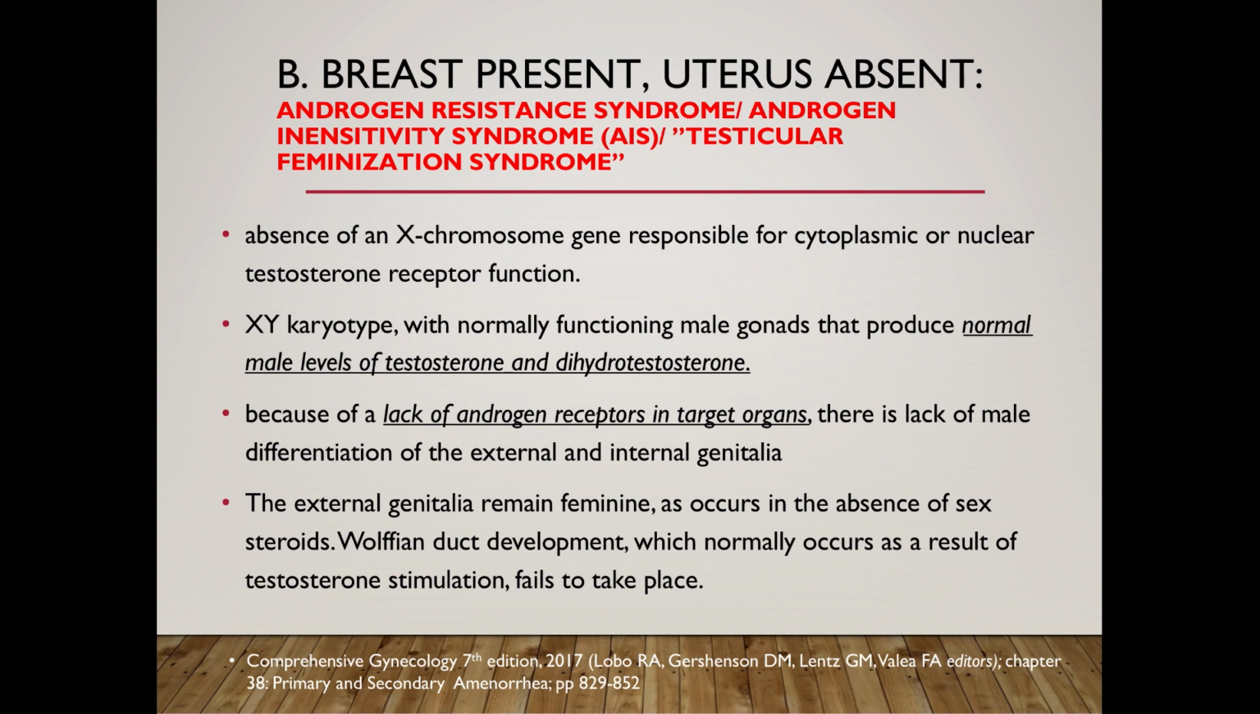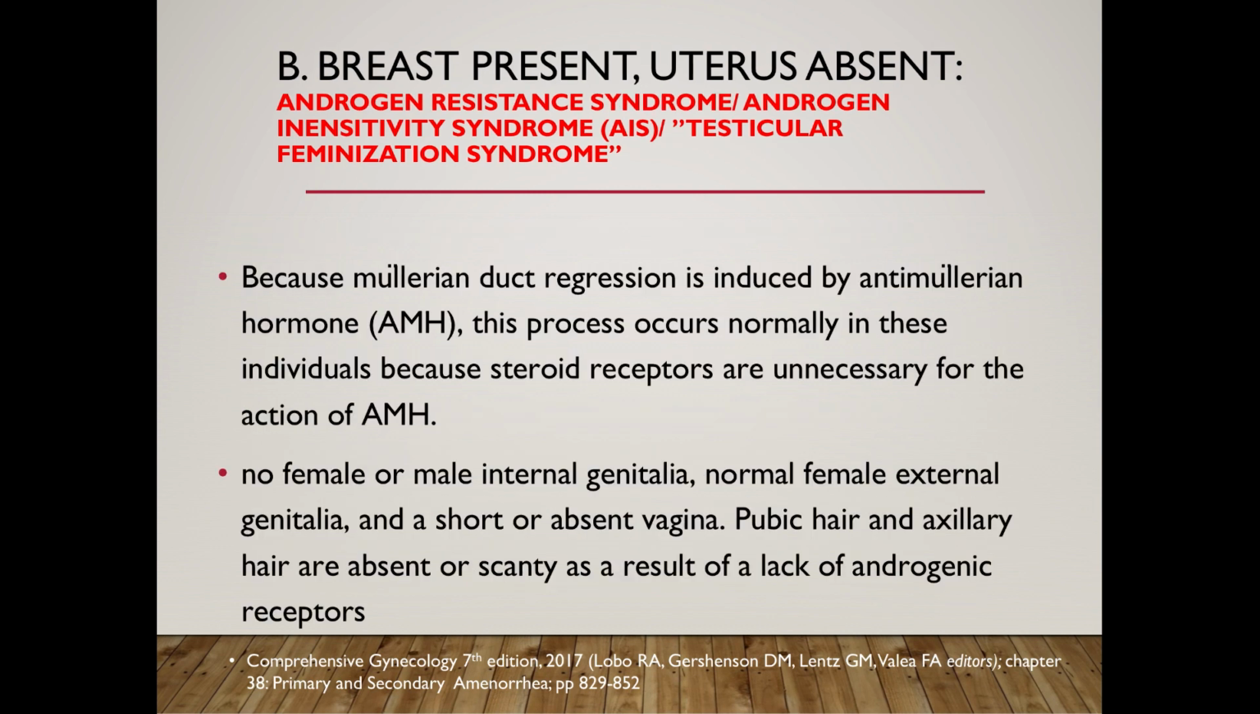Now, the basic problem, even if they have normal testosterone levels, is the lack of androgen receptors in target organs. And therefore, because of this lack of androgen receptors, there is lack of male differentiation of the external and internal genitalia. Now, the external genitalia remain feminine as occurs in the absence of sex steroids. The Wolffian duct development, which normally occurs as a result of testosterone stimulation, fails to take place. Because Mullerian duct regression is induced by AMH, this process occurs normally in these individuals because steroid receptors are unnecessary for the action of AMH.